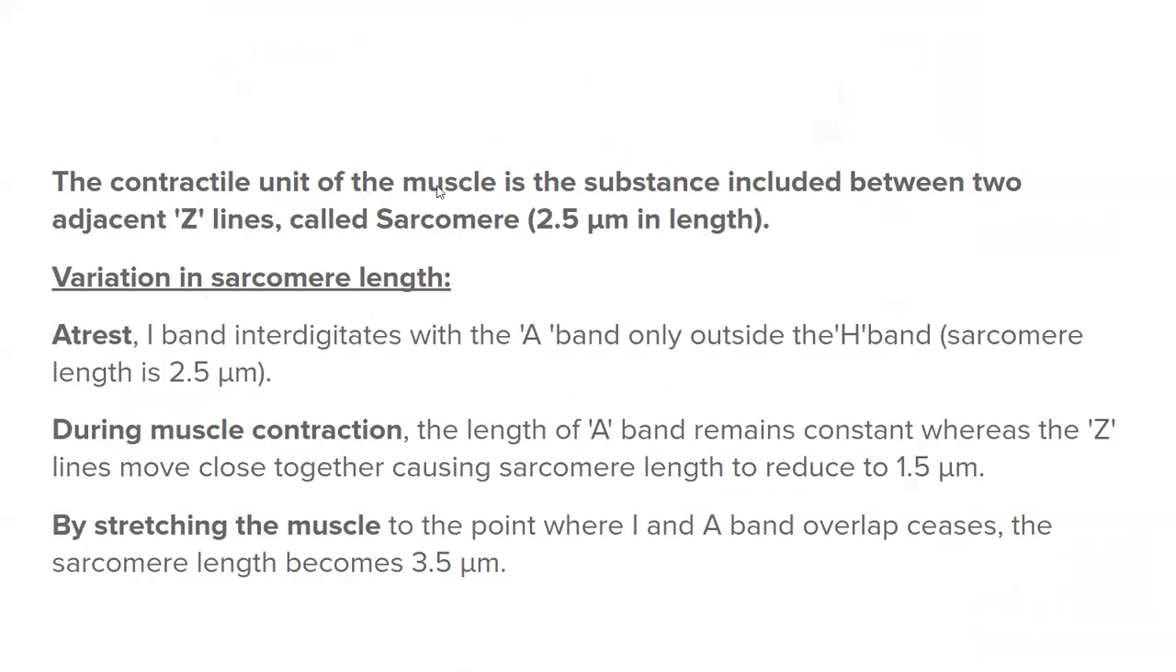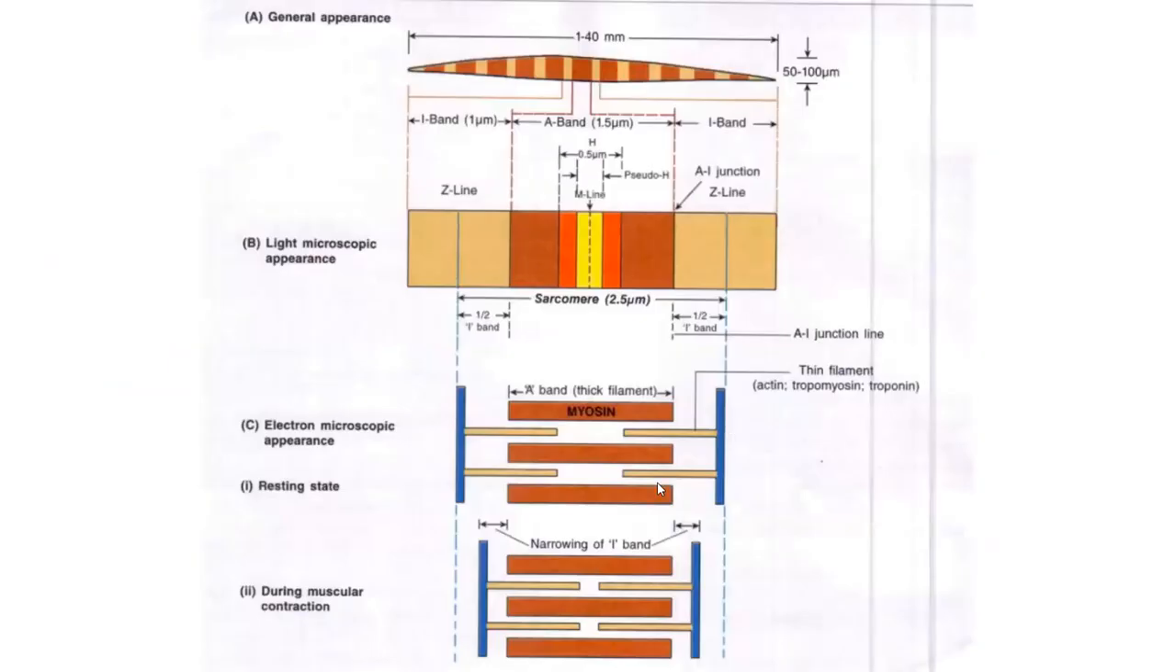The contractile unit of the muscle is the substance included between two adjacent Z lines, called a sarcomere, and the normal length at rest is 2.5 micrometer. Now at rest, the I band interdigitates with the A band only outside the H band. Now we'll be talking about this. You see, this will consist of your A band, and this will consist of your I band, and approximately this will be your H.